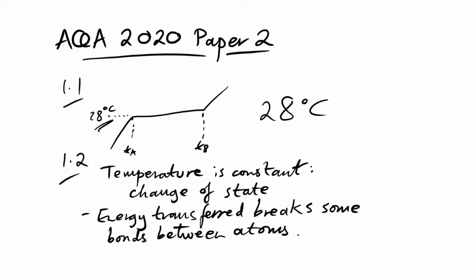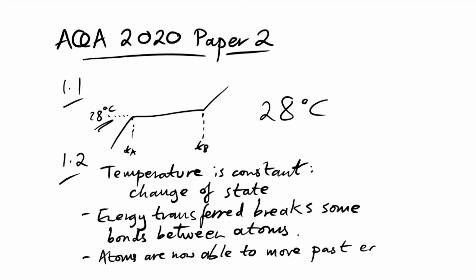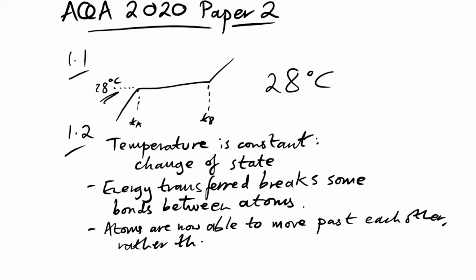They say if you say that the bonds are broken, you're implying that all the bonds are broken, and that's not true, is it? Because otherwise it would become a gas. So you've got to be careful when saying that. So you get a mark for that. We could also say that atoms are now able to move past each other rather than vibrate around fixed position.